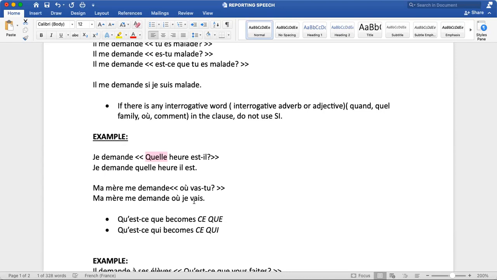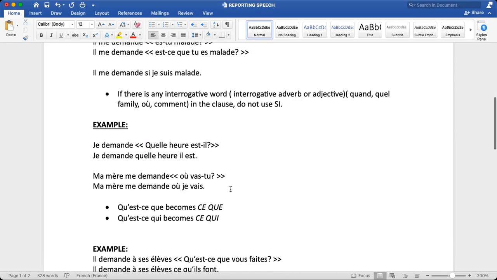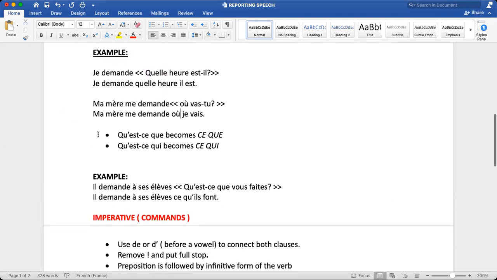Où je vais? I told you the second person will change as per the object. Her object is me. So you will make it je. And the verb will be conjugated as per this, not as per this. So, je with je, we write vais: où je vais. And inversion, we have to remove inversion. Next is qu'est-ce que becomes ce que. Qu'est-ce qui becomes ce qui.